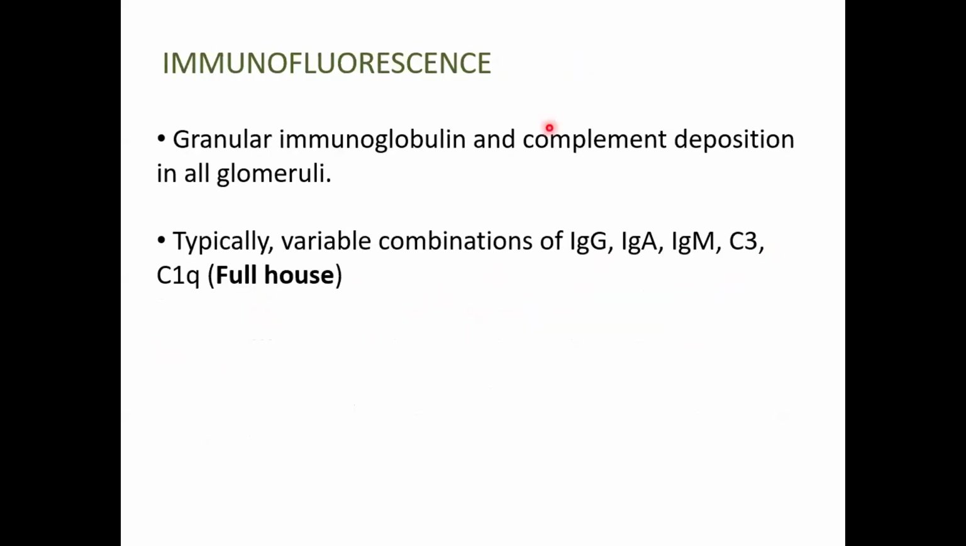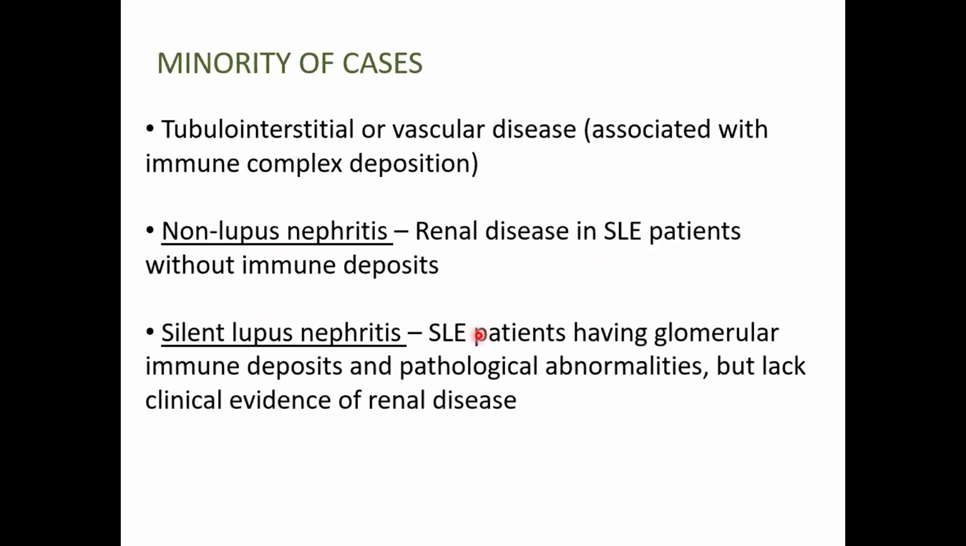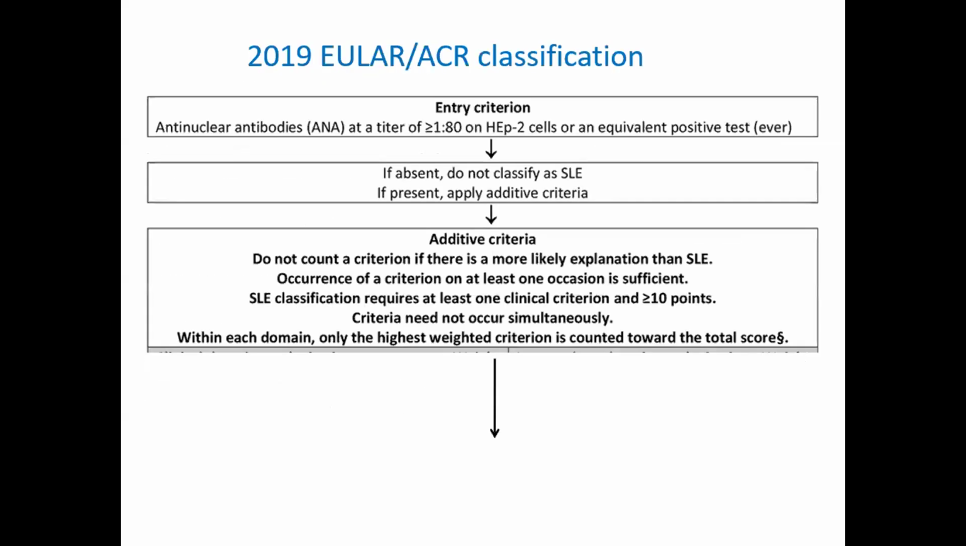In immunofluorescence, we can see full house immunofluorescence, which is granular. And there is a minority of cases due to tubulointerstitial or vascular disease. And there is a non-lupus nephritis, where we can see a renal disease without any immune deposits. And there is another set of cases, silent lupus nephritis, where there is no clinical evidence of renal disease, but in the glomerulus, there can be immune deposits and pathological abnormalities.